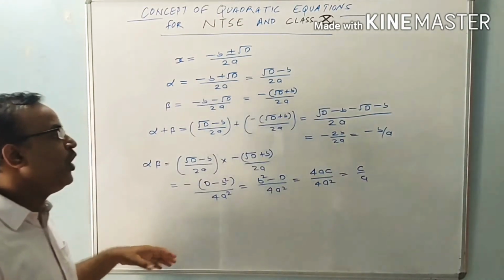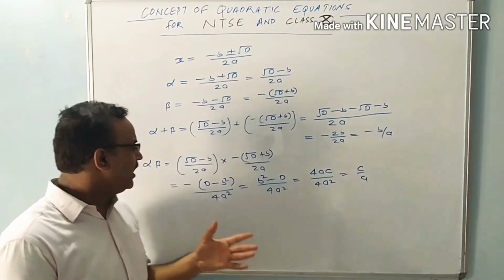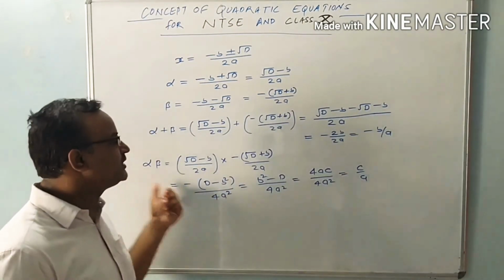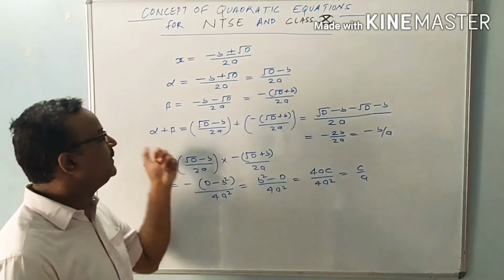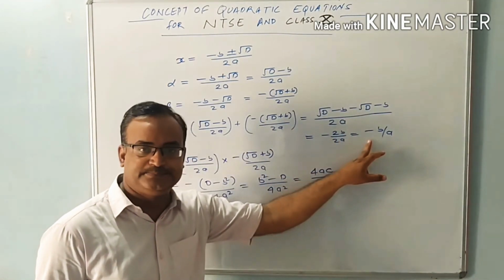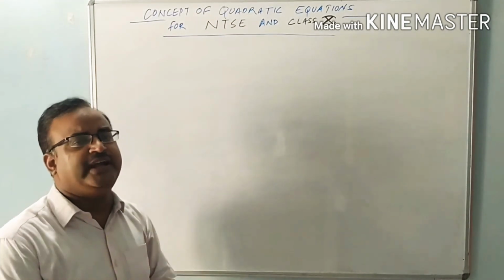Now you know how we can find the product of the roots. This is very important. Generally students know only the formula. How can we prove it? They don't know. So the product of roots is c by a, and alpha plus beta, that means the sum of roots, is minus b by a.